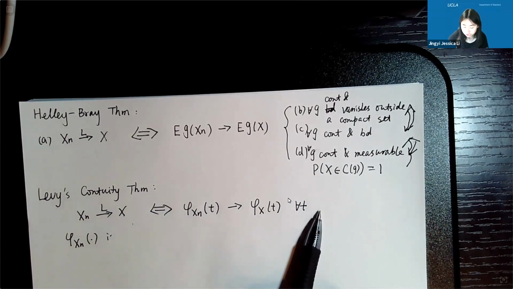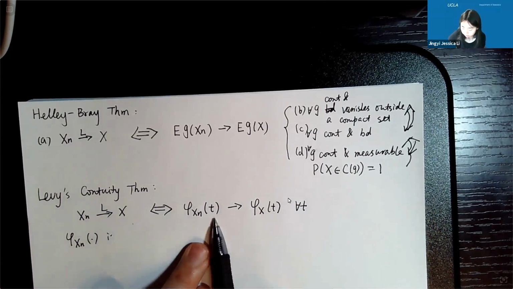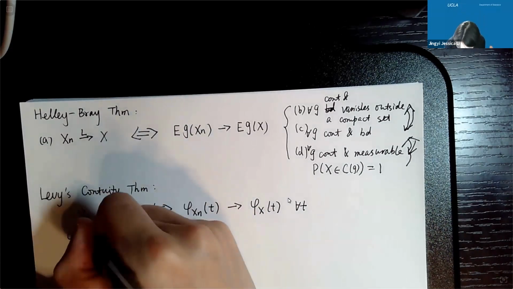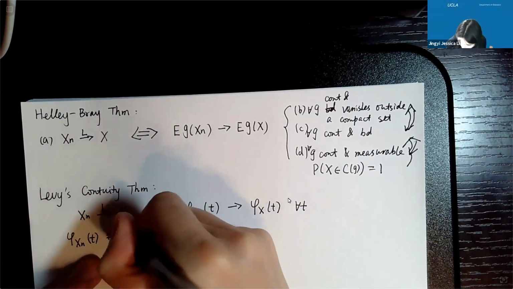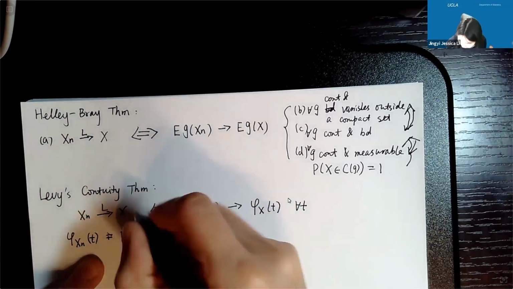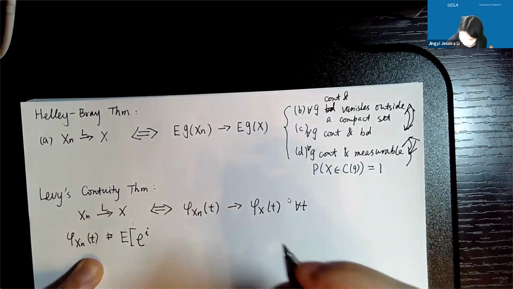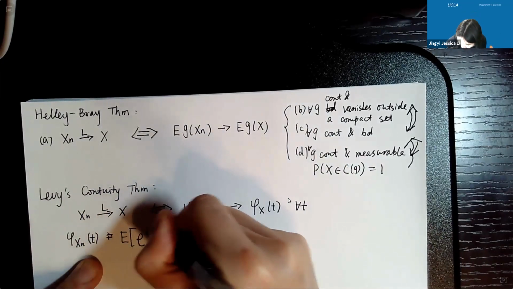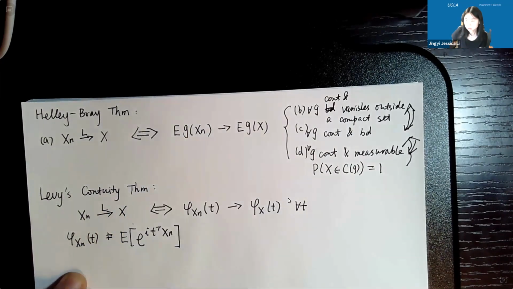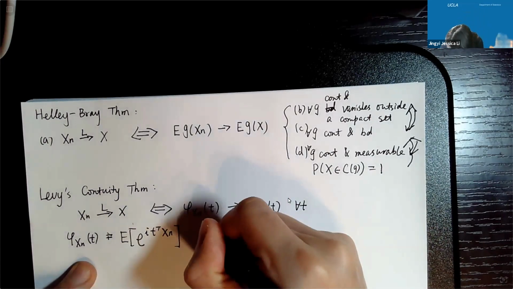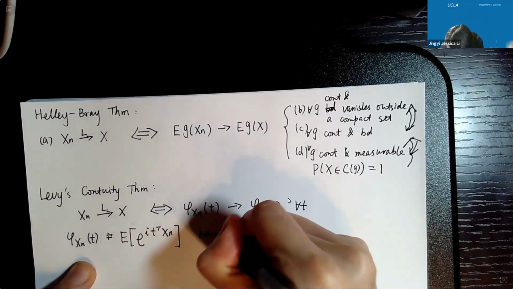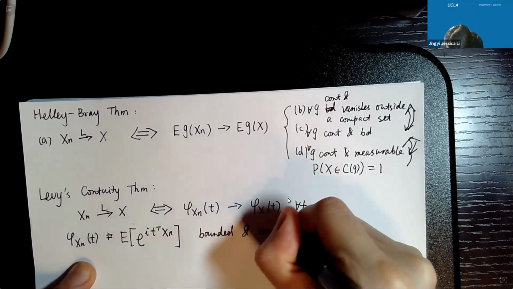Because basically, in the definition of the characteristic function, maybe I'll just write this again as a reminder. So this is defined as the expectation of exponential to the power of imaginary unit times t transpose x n. Okay, so basically we need to do the inner product between t and xn. And also, I want to say this is bounded and continuous for t.